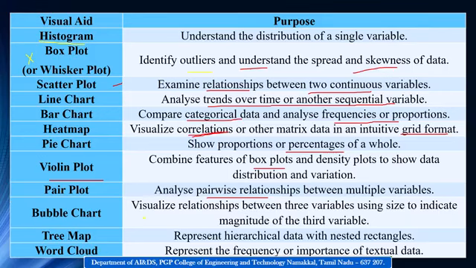Then bubble chart, this is also for visualizing the relationship between three variables, using the size to indicate the magnitude of the third variable. So what is the magnitude of the third variable? We can analyze by using the bubble chart. Then tree map. This is hierarchical data, the hierarchical constructions you can do, representing the hierarchical data with nested rectangles. Then word cloud. This is for textual data, and you can find which word is repeated how many number of times. So that is the word cloud.